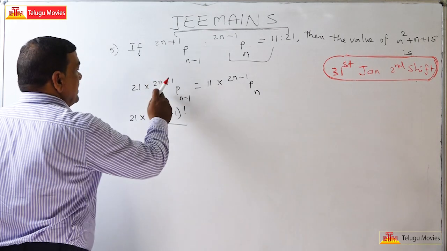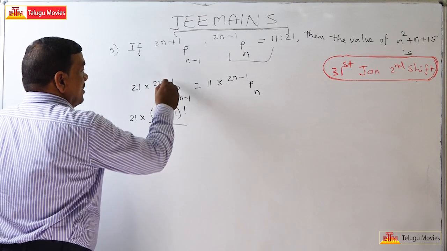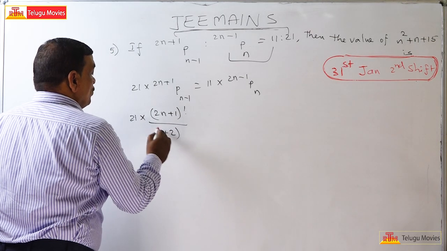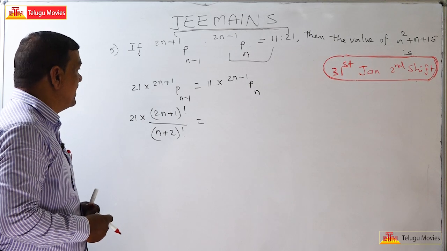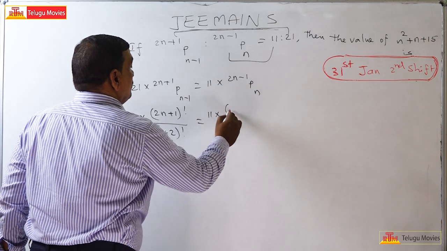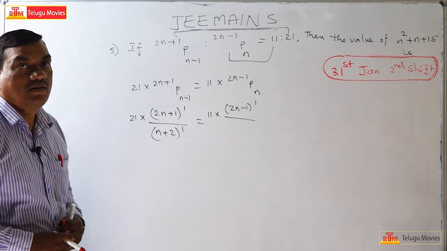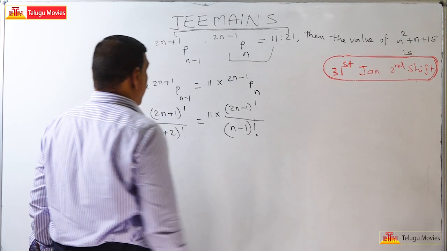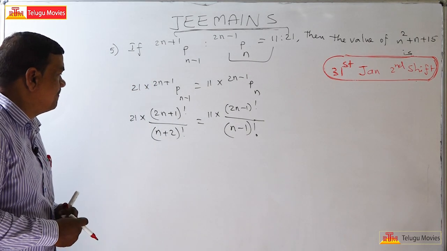So n minus r: 2n plus 1 minus (n minus 1) plus 1, that means n plus 2 factorial, is equal to 2n minus 1 minus n... So that is equal to 11 into 2n minus 1 factorial by 2n minus 1 minus n, that is equal to n minus 1 factorial. So we are solving for the n value only.